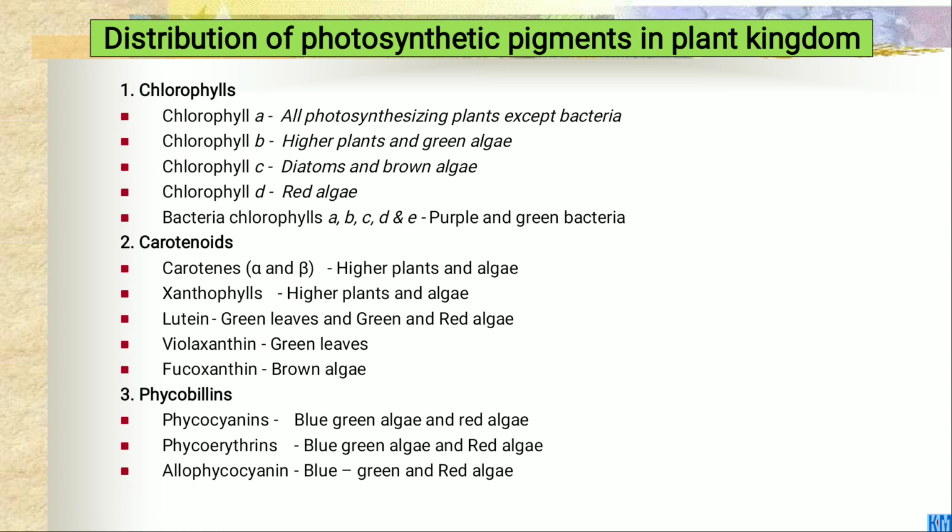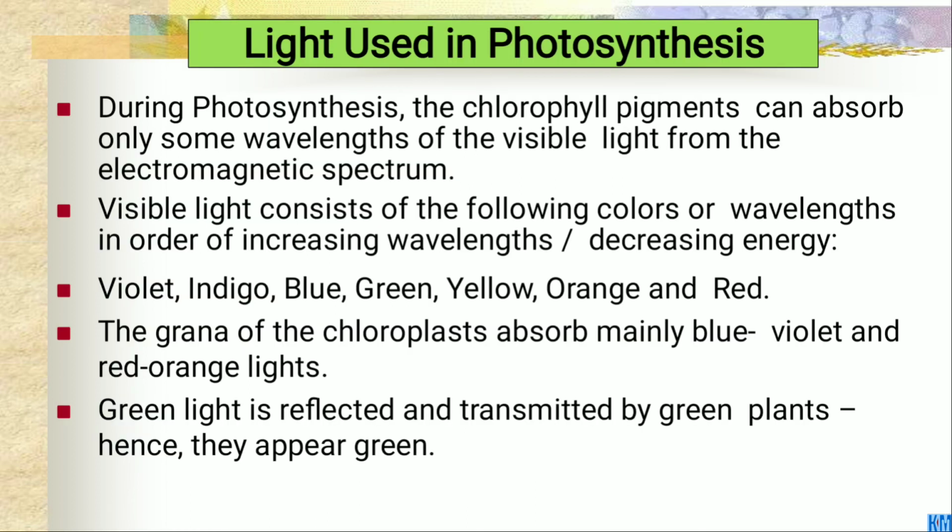Where are phycobilins present? Phycocyanin is present in blue-green algae and red algae. Phycoerythrin is present in blue-green algae and red algae. Allophycocyanin is present in blue-green and red algae. This means the phycobilins are present in blue-green algae and red algae, means they are present in algae. Okay.